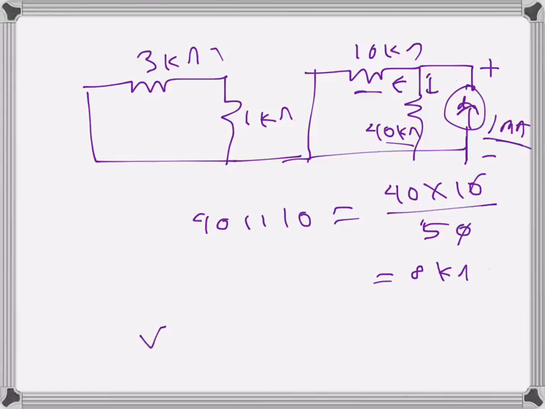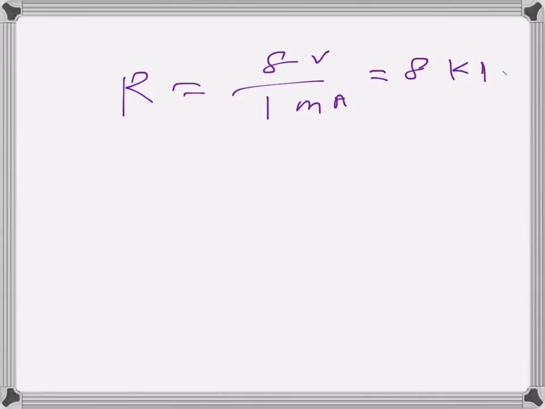So the voltage will essentially be 8 times 1 milliamp. 8 kilo ohms times 1 milliamp will give me 8 volts. One is kilo and the other is milli, so the multiplication gives volts. So we can now find the equivalent resistance, which will be 8 volts divided by 1 milliamp, so that will be 8 kilo ohms. That will be the value of Thevenin's resistance.